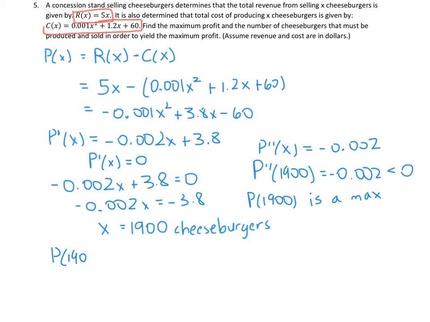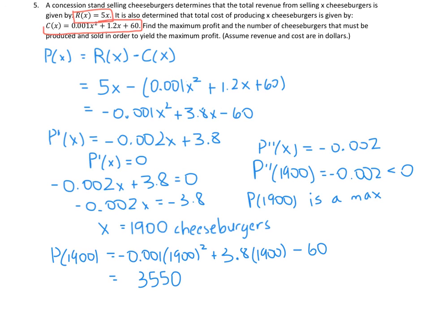So plugging 1900 into the profit function is going to look like negative 0.001 times 1900 squared plus 3.8 times 1900 minus 60. That comes out to be 3,550, and we're going to assume that revenue and cost are in dollars. So here we have a maximum profit of $3,550, and that's when 1900 cheeseburgers are sold.